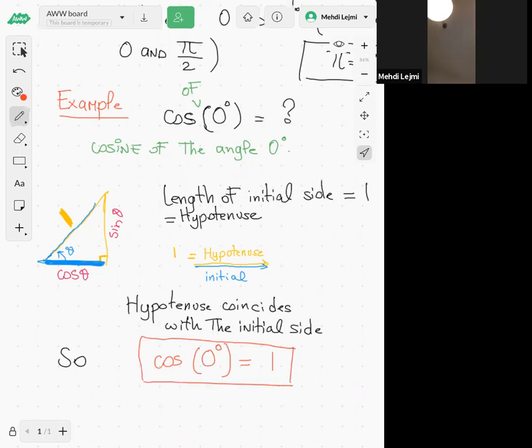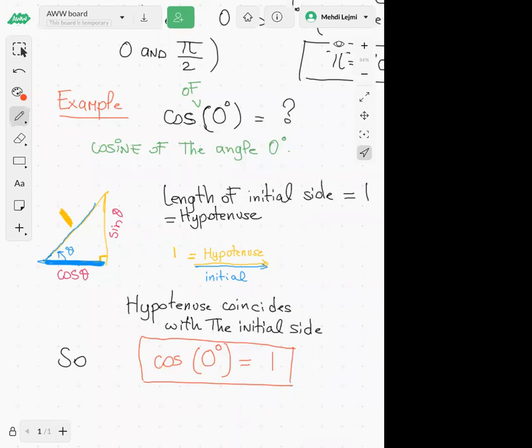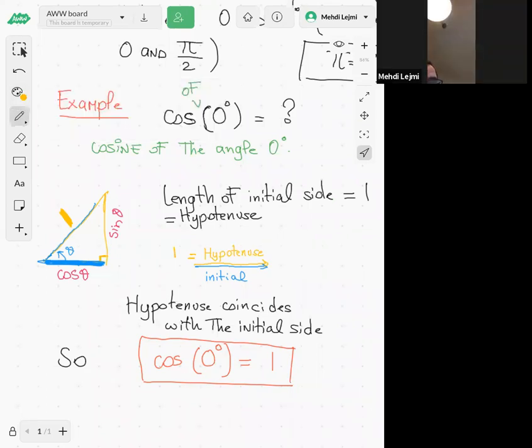Okay. Is there any question, guys, about how I got cosine of 0 equal to 1? This is important. Of course, later we're going to see more angles, but it's really important that you have the idea of how to compute cosine and sine. So again, the idea is, how do you compute sine and cosine? You take a right triangle, okay?